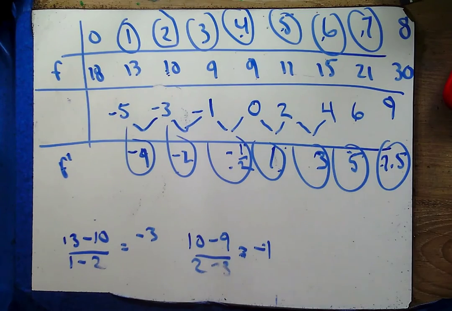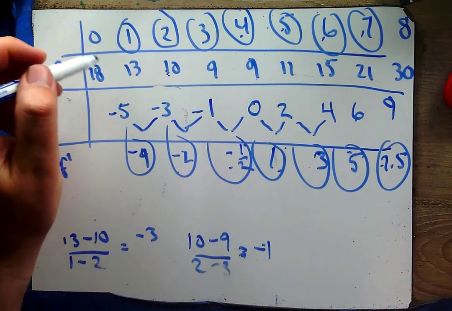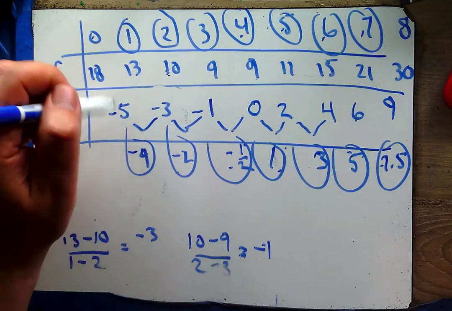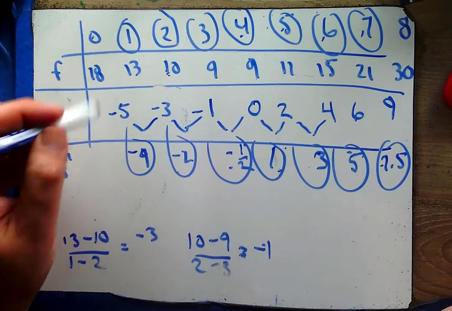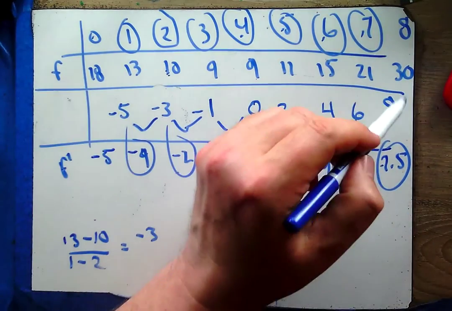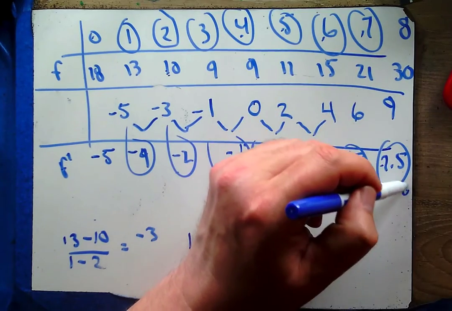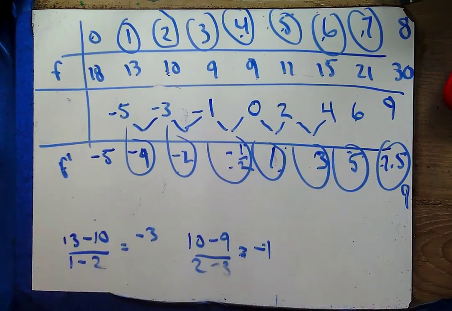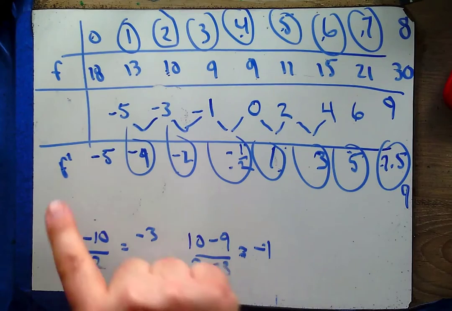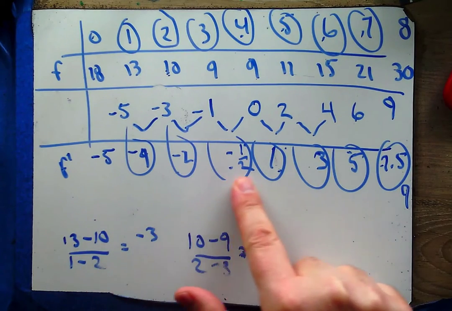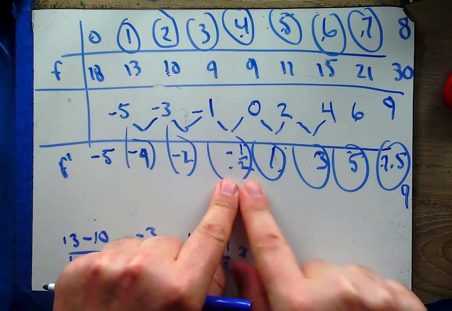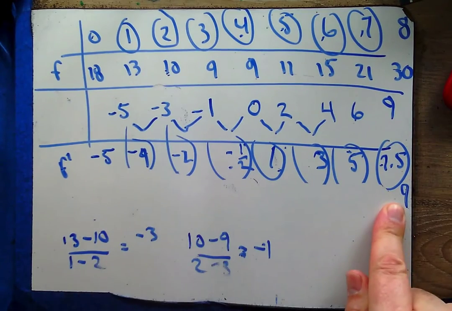Now what about the endpoints? Well, with the endpoints I can't average. All I can do is use that first slope. So I'm going to have -5 here, and here I'm going to just have 9. Okay, so what do we notice? Well, the function is decreasing because of these negative slopes, then the function is increasing.